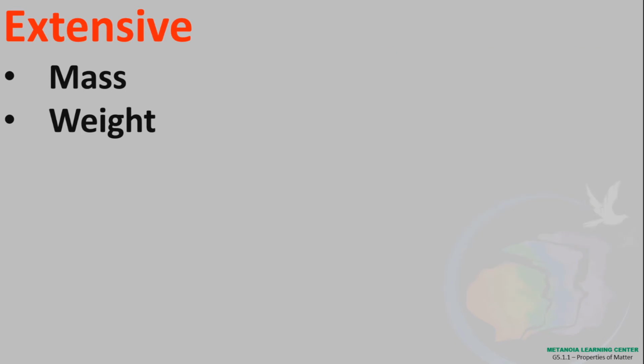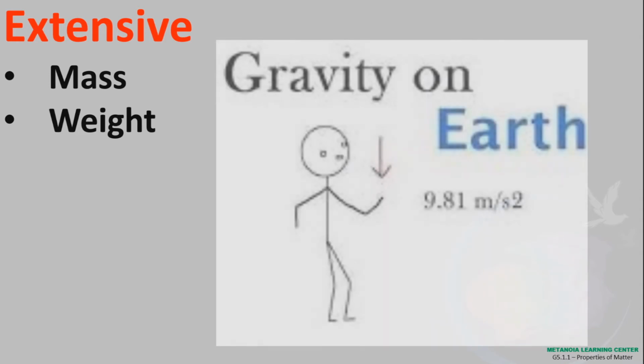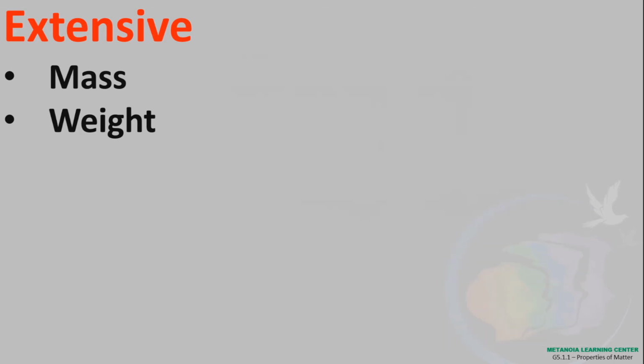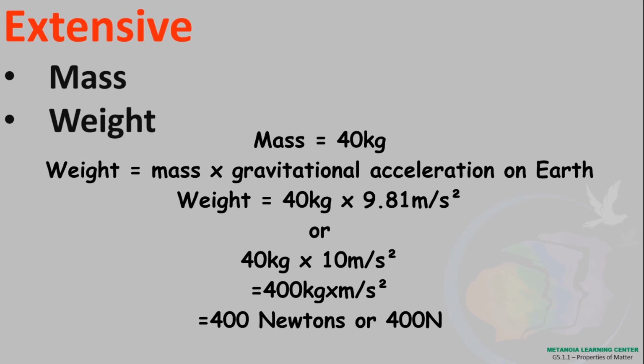Weight is basically equivalent to your mass multiplied by the gravitational acceleration here on Earth, which is, to be exact, 9.81 meters per second squared, or rounded off to 10 meters per second squared. Which means that if your mass is 40 kilograms, we multiply that by 10 meters per second squared. That gives 40 kilograms times 10 meters per second squared, so your weight is equivalent to 400 kilograms times meters per second squared, or 400 newtons.